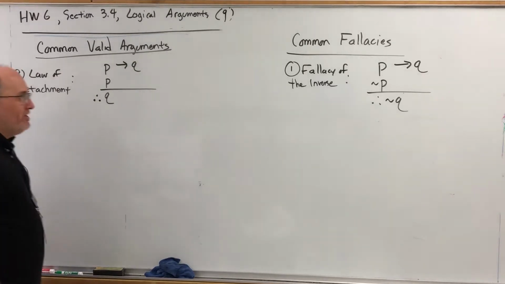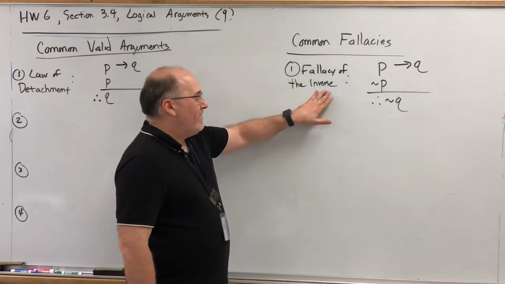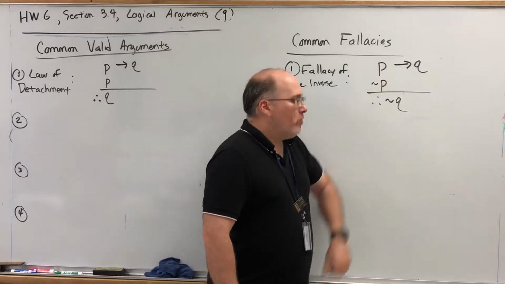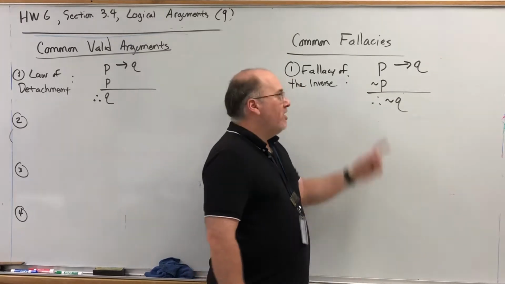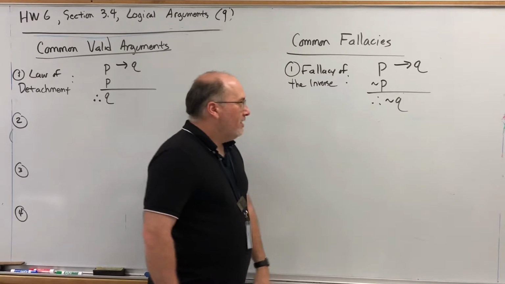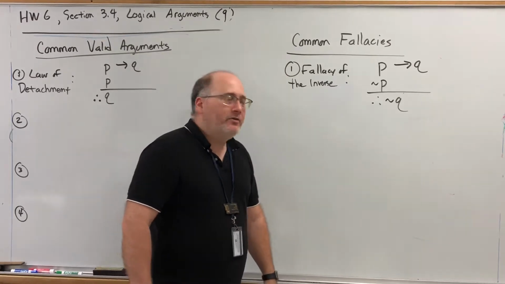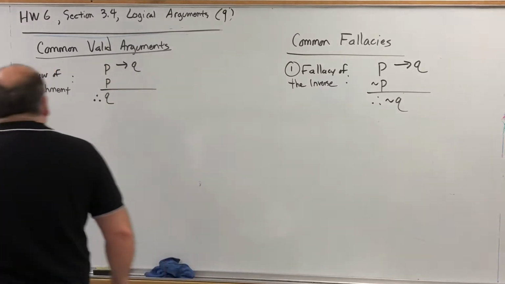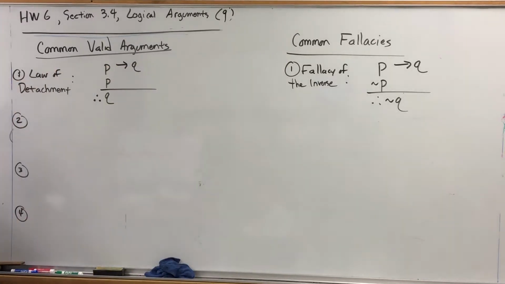And we also saw an example of a common fallacy, the fallacy of the inverse. Premise number 1, P points to Q. Premise number 2, the negation of P. Conclusion, negation of Q. That will always be invalid anytime your argument has that structural form. I'd like to list the rest of them.